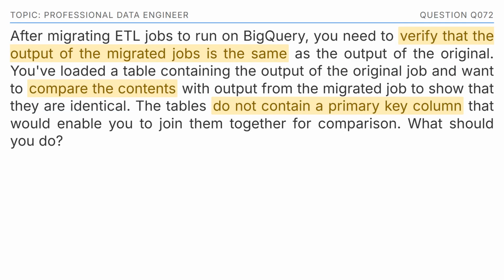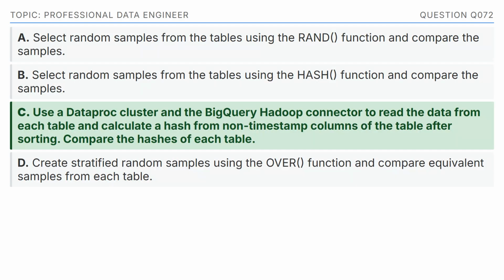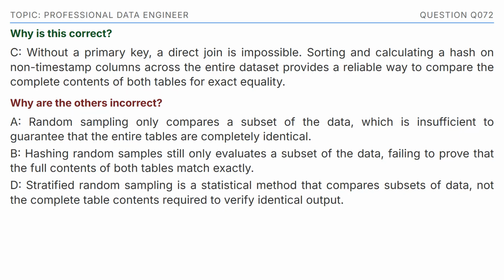To arrive at the correct answer, we focus on the keywords: verify that the output of the migrated jobs is the same, compare the contents, do not contain a primary key column. The correct answer is option C, use a Dataproc cluster and the BigQuery Hadoop connector to read the data from each table and calculate a hash from non-timestamp columns of the table after sorting. Compare the hashes of each table. Why is this correct? C.